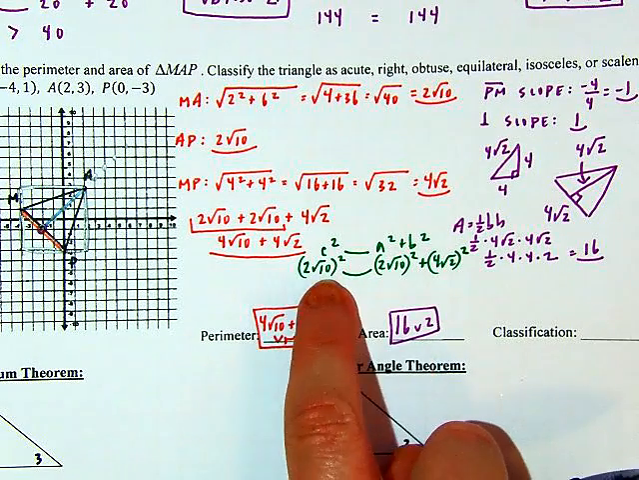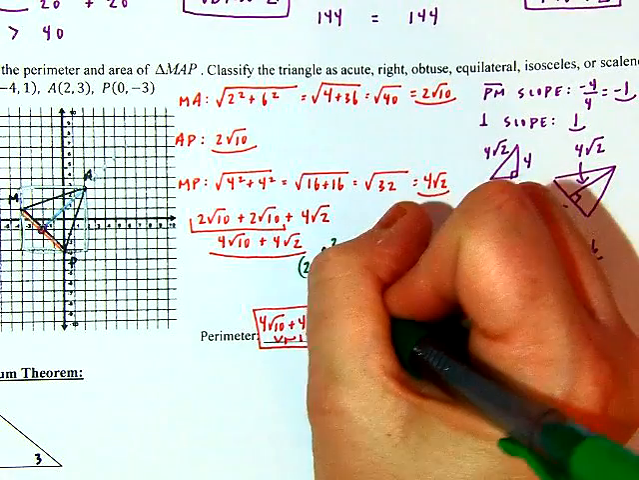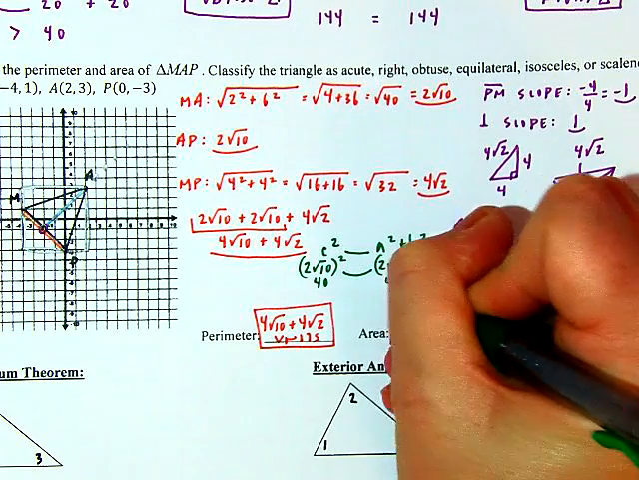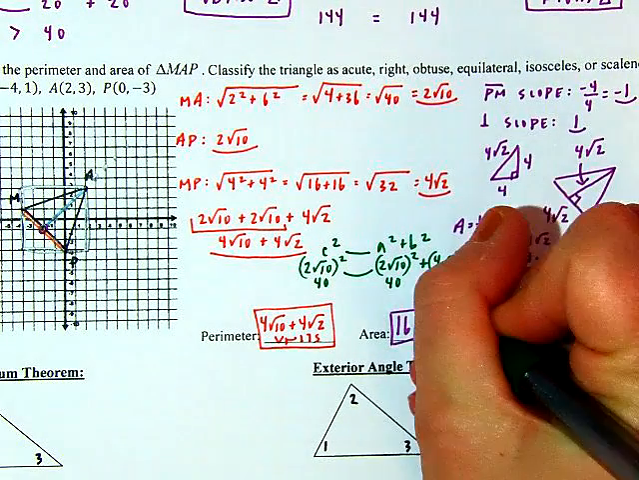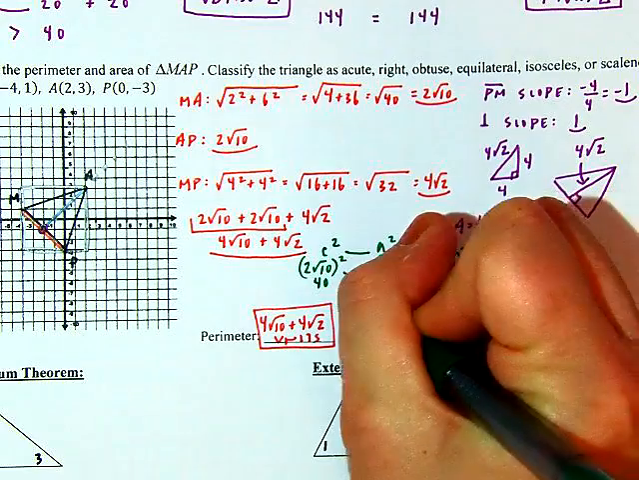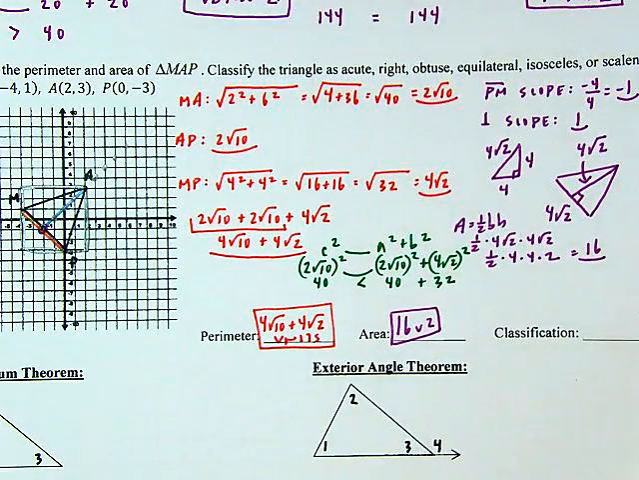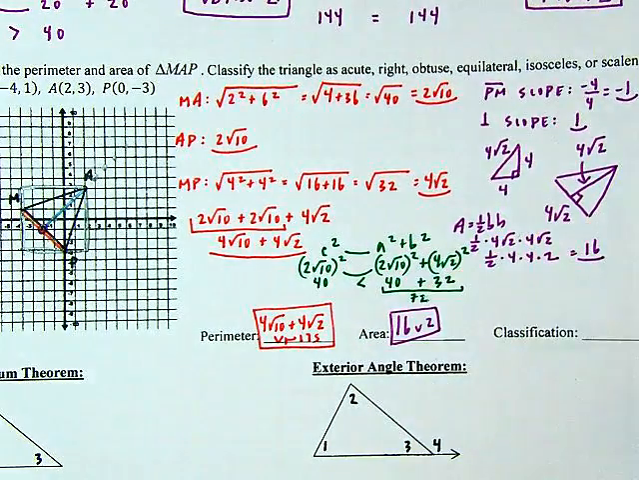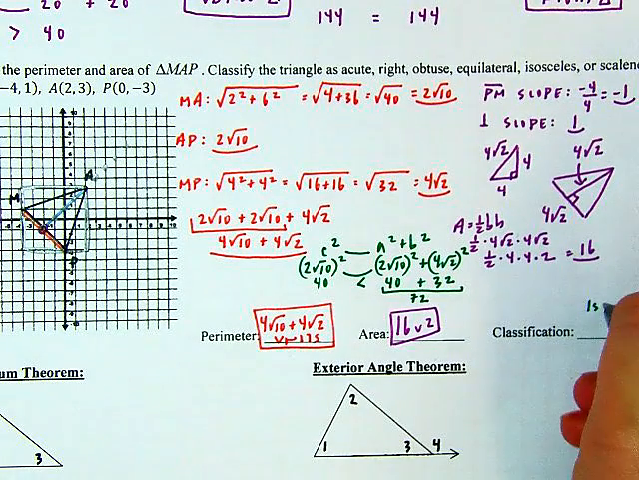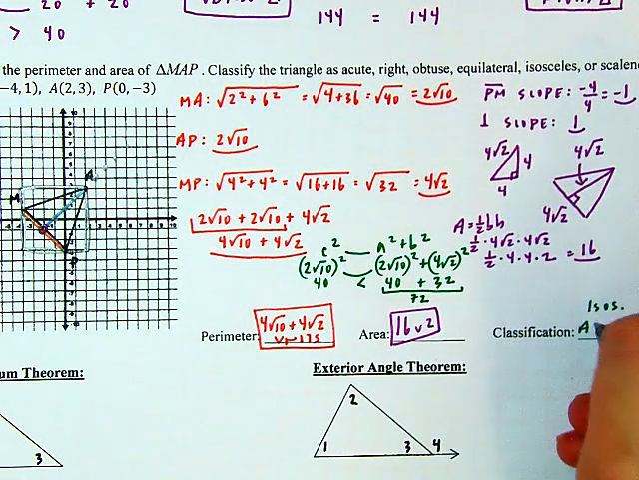So 2 root 10, 2 times 2 times 10 gets me 40. So this part would be 40 as well. And then 4 times 4 times 2 is 32. So yes, obviously less. 40 will be less than 72. So that tells me that it's isosceles and acute.